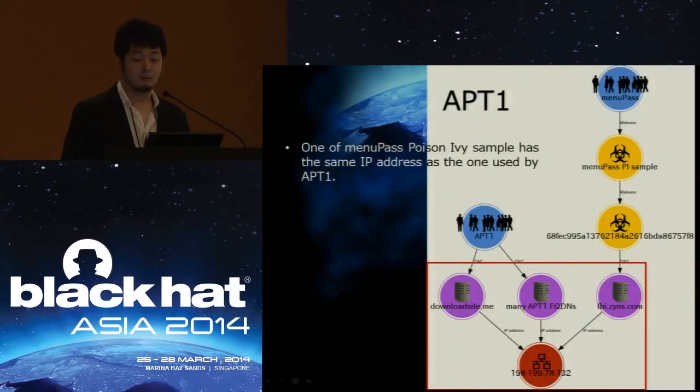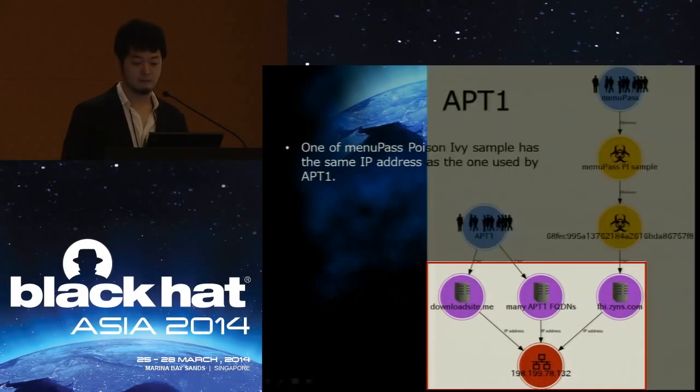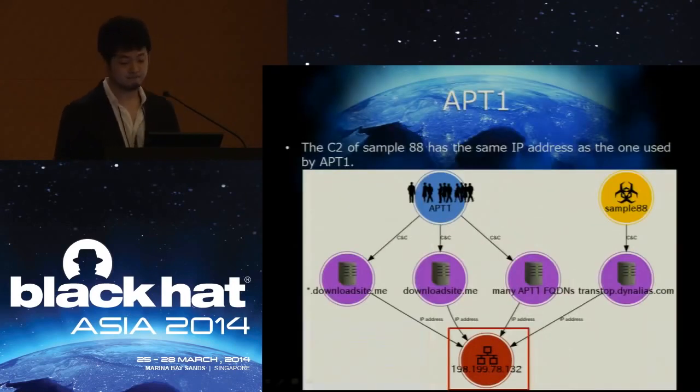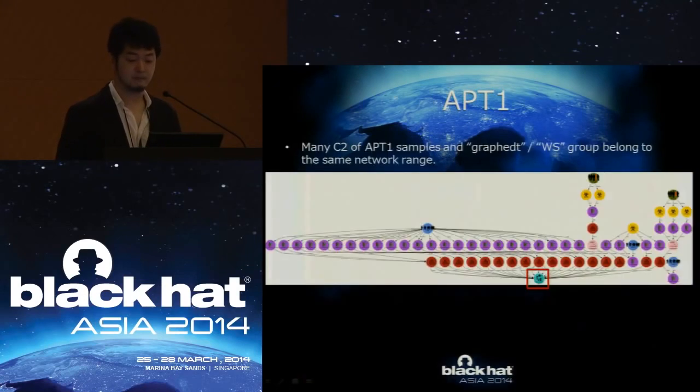And next, one of the Menupass Poison Ivy samples has the same IP address as the one used by APT1. This address is shared by these groups. And sample 88, not belonging to any PlugX groups, also connects to APT1. And you can also see another relation to APT1. Many C&C servers of APT1 samples are like this, and the GraphEdit group and WS group belong to the same network range.